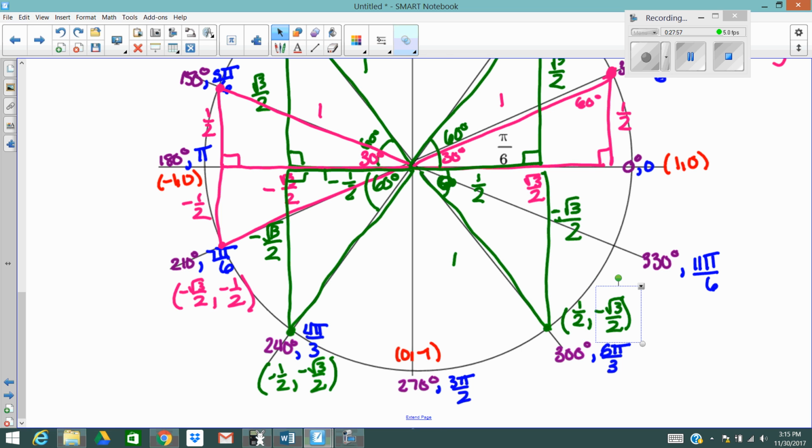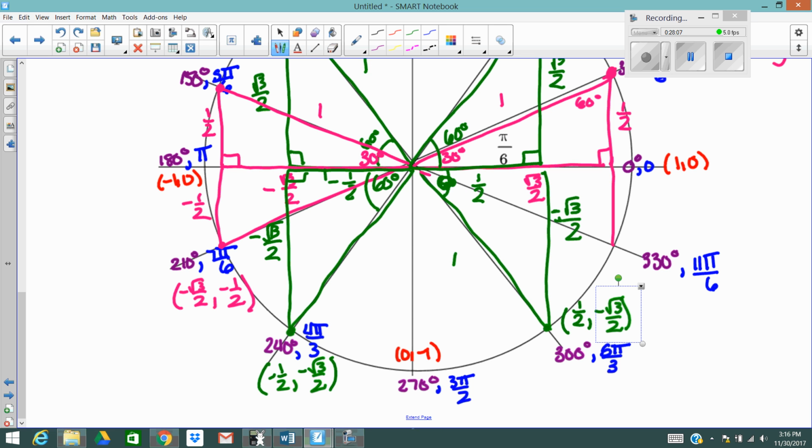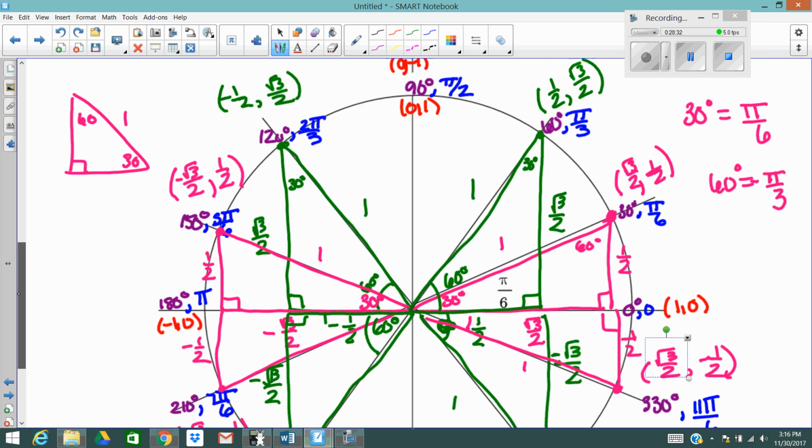And then finally, my last one, reference angle is 30 degrees, hypotenuse is 1, so opposite the 30 is 1/2, opposite the 60 is square root of 3 over 2. So my coordinate has a cosine of square root of 3 over 2 and a sine of negative 1/2. And now my unit circle is complete.